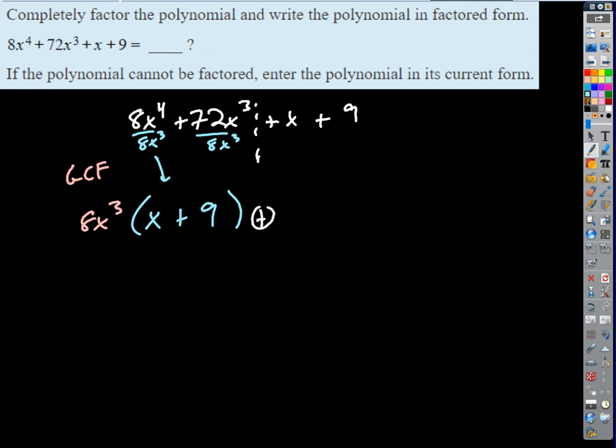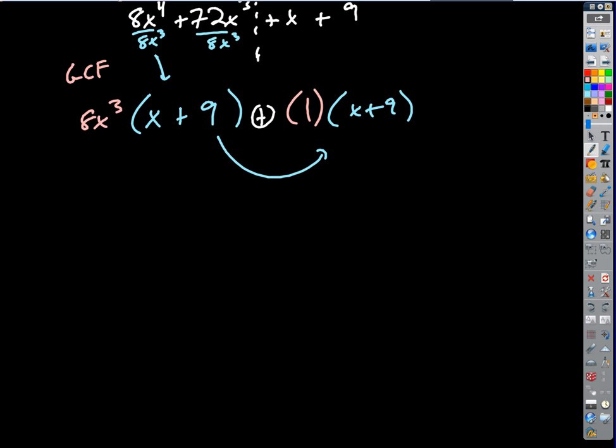I know I've got to have an x plus 9 out there. So you tell me, what times x is x? 1. So the greatest common factor in this case is just 1, right? For the second group, what can I undistribute? X plus 9.